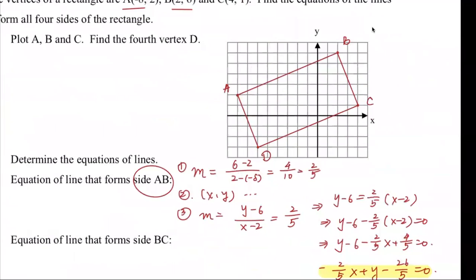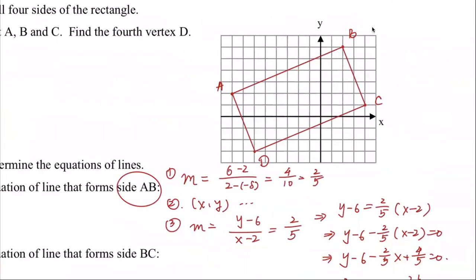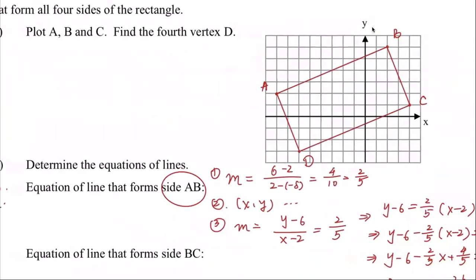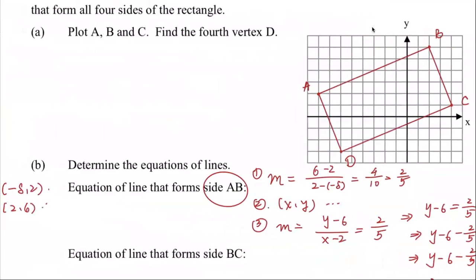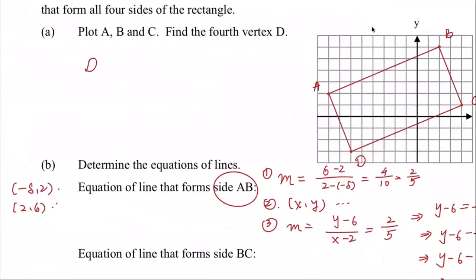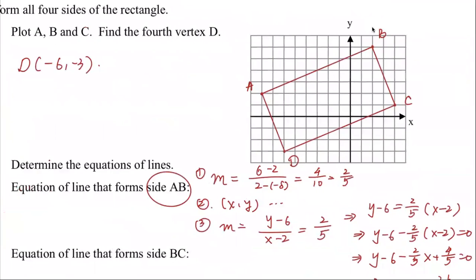We can find the coordinates of D, right? 0, minus 1, 2, 3, 4, 5, 6, 1, 2, 3. So minus 3, minus 6, minus 3. So D has the coordinates minus 6, minus 3, right? Let me double check. So this is 0, minus 1, 2, 3, 4, 5, 6, minus 1, 2, 3. Yes, so minus 6, minus 3.